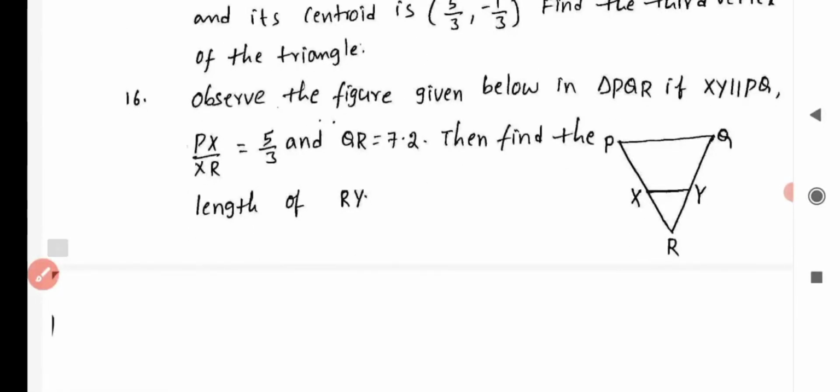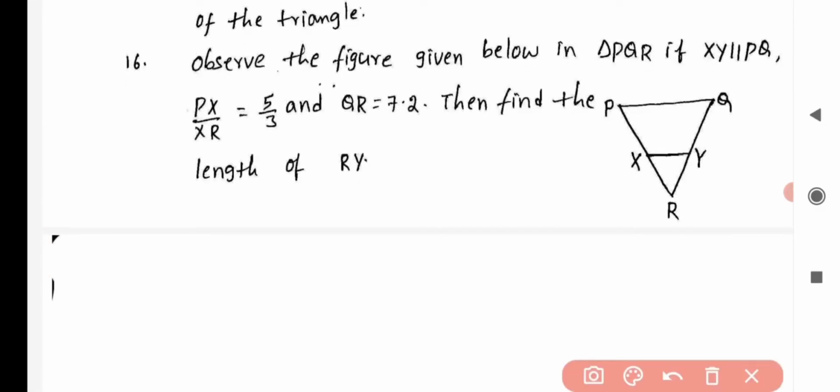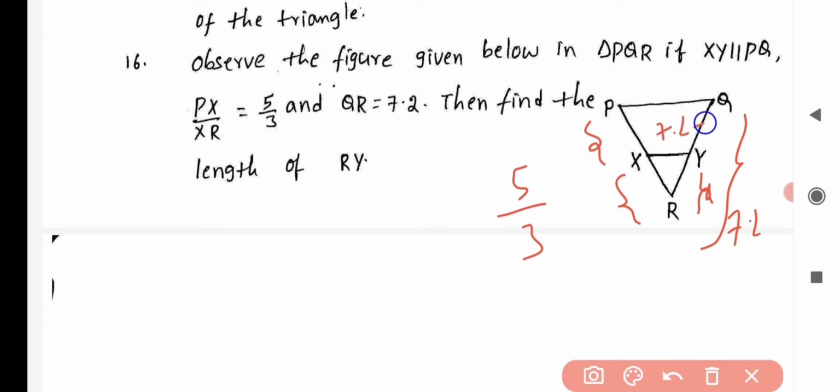Observe the figure given below in triangle PQR. XY is parallel to PQ. PX by XR equals to 5 by 3 and QR equals to 7.2. Then find the length of RY. Length of RY. So PX by XR, this one 5 by 3. So next RY you find out. So this one assuming to x. So QR is what? 7.2. This is x, means remaining 7.2 minus x.